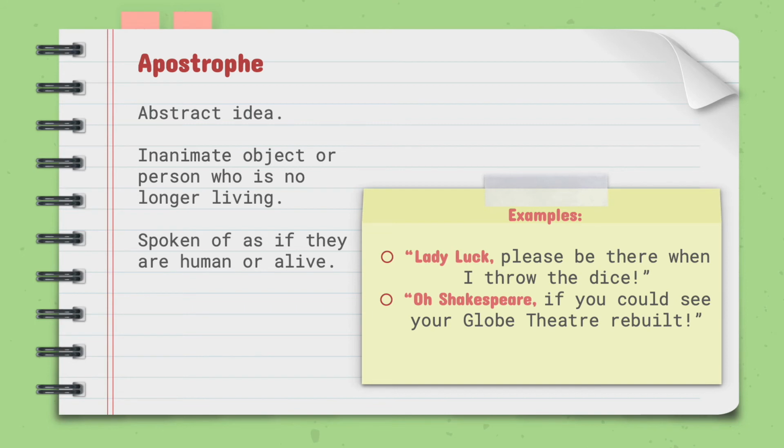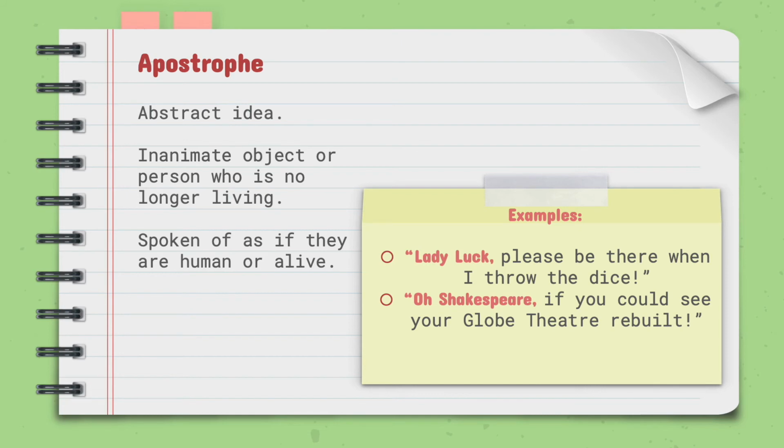We now move on to apostrophe. Now, this is not the apostrophe that you're thinking of from punctuation. It is a different type of apostrophe that is used in figures of speech. An apostrophe is when an abstract idea or inanimate object, or a person who is no longer living, is addressed or spoken to as if it were human.